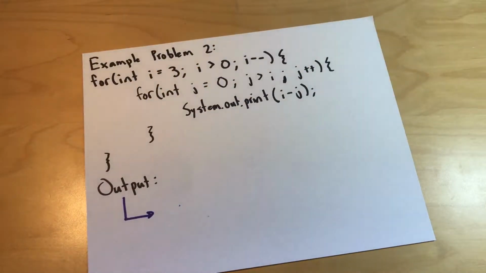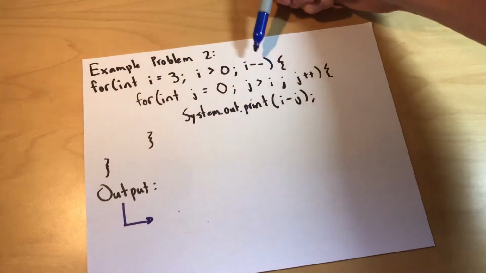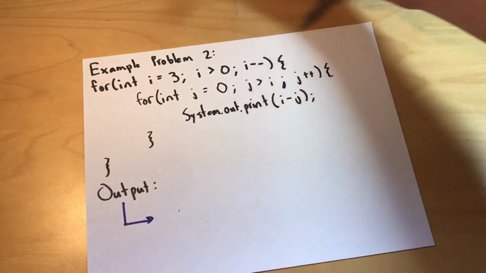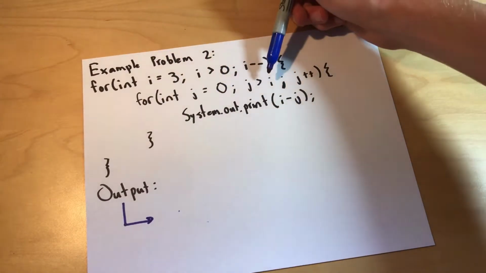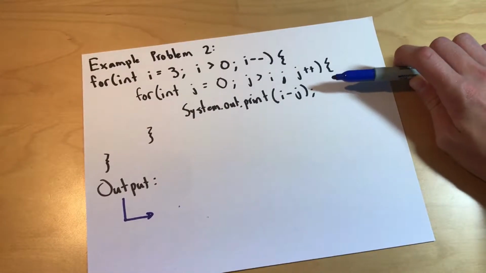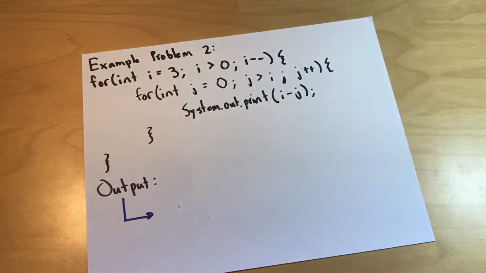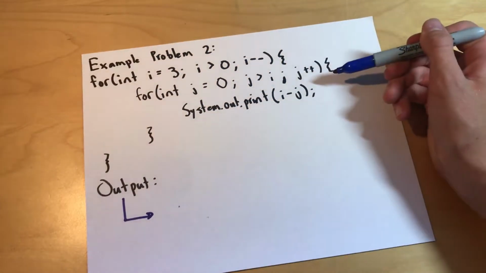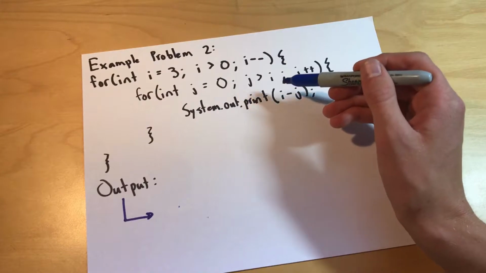Next, at our second problem, we see one that starts at 3 and decrements by 1 until it is only greater than 0. And within that for loop, we have a j that starts at 0 until it's greater than i and increments by 1. And then in this, we have a System.out.print that prints out i minus j. So let's run through this really quick. i equals 3. It goes into this for loop. j equals 0.